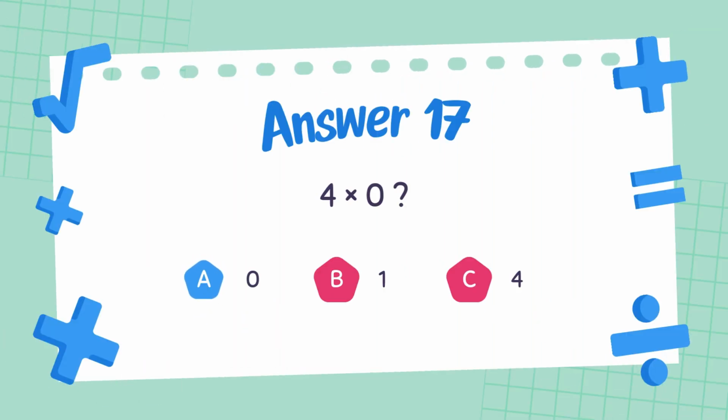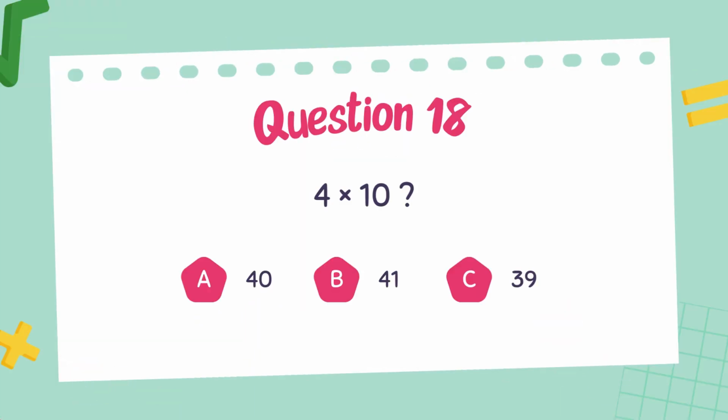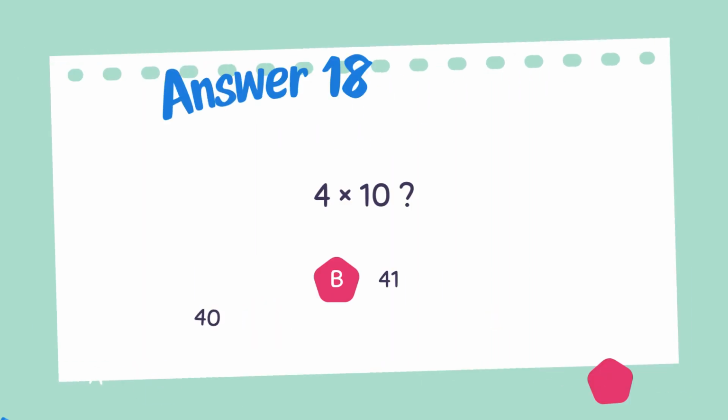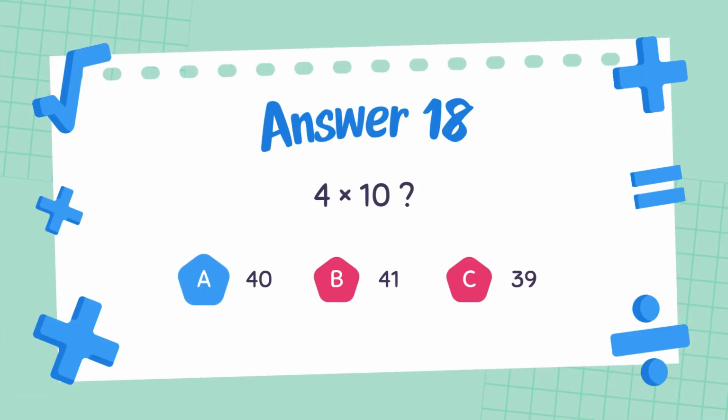Keep it up. Question 18. What is 4 times 10? Is it A, 40, B, 41, or C, 39? The answer is A, 40.